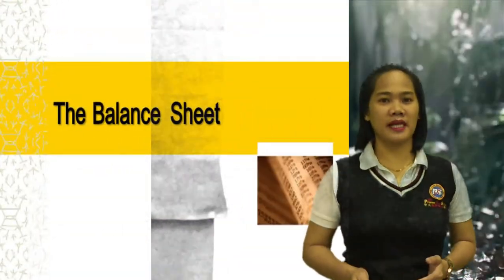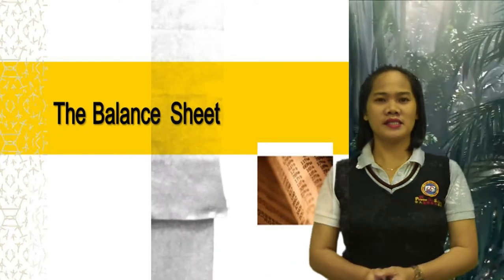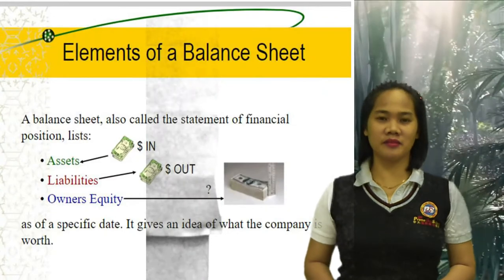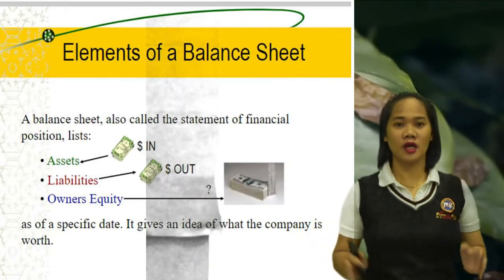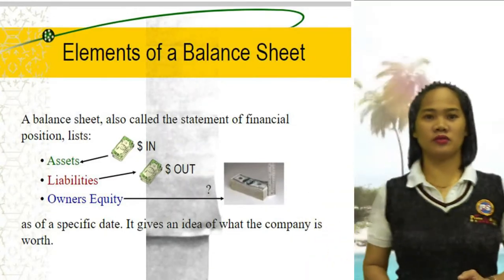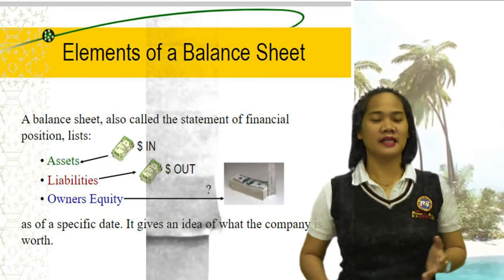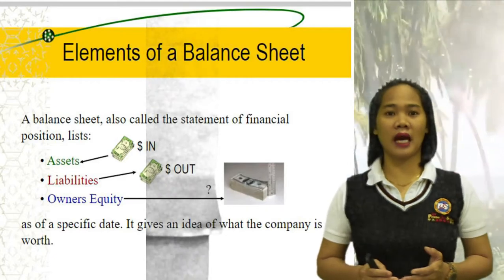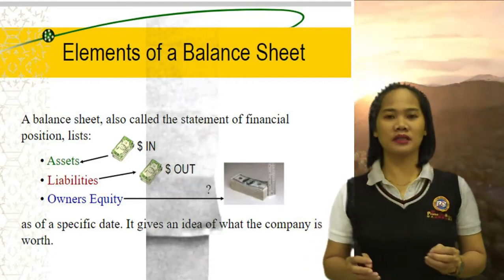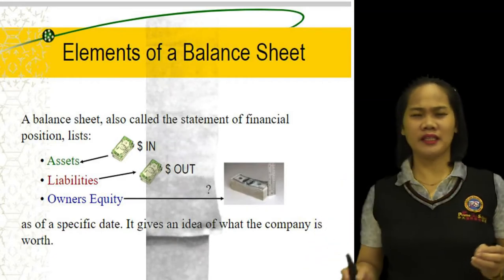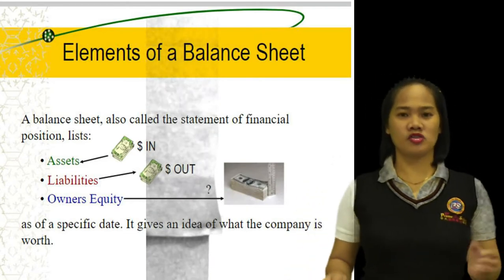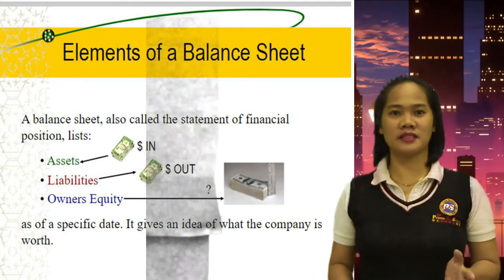Of accounting. So our topic for today is about the balance sheet. So what is actually a balance sheet? A balance sheet is also called the statement of financial position, which is the list where you are going to see your assets, the liabilities, and the owner's equity, or what we call our capital, on a specific day. So it gives an idea of what the company is worth. So that is what we call a balance sheet.